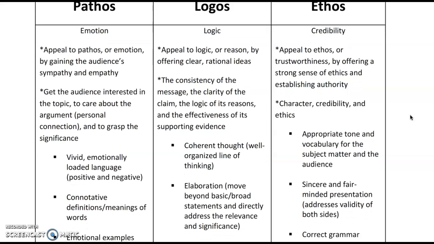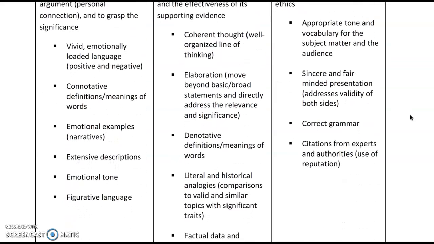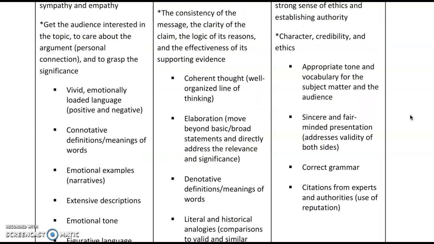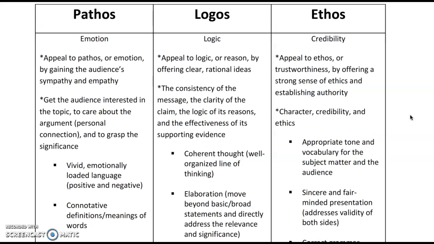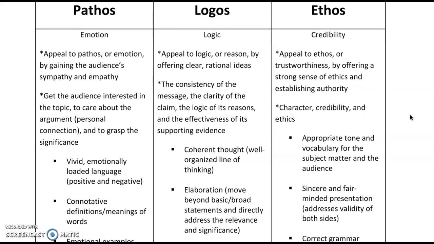So you see on here different ways to do that. Just looking at vivid emotional language, and that can be positive and negative, using connotative definitions. Connotative means cultural or emotional definitions of words. Using emotional examples, so we insert narratives, extensive description, tone, emotional tone, figurative language. Okay, but we cannot make a logical, clear, and supported argument on emotion alone, because that becomes too manipulative. So we have to have logos.